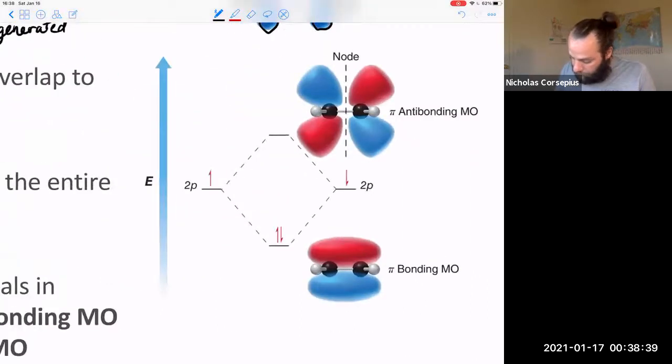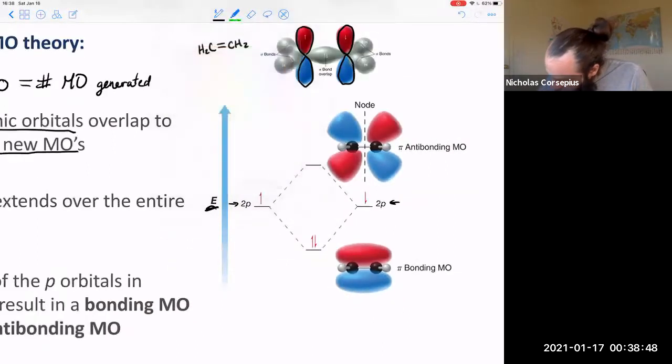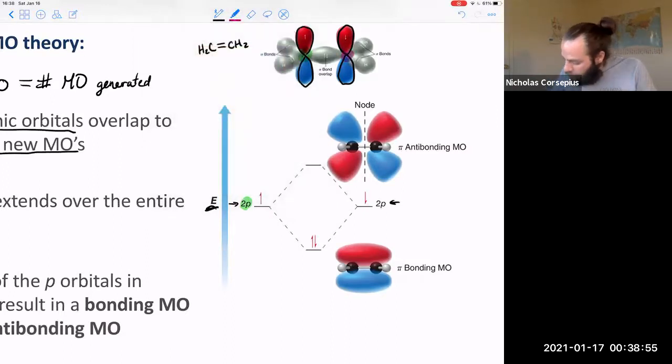Notice over here we have energy on our y-axis. Here is the energy of those two p orbitals when they're all by themselves. We can color code this: the green carbon's p orbital when it's all by itself, and this pink carbon's p orbital when it's all by itself. They're sitting at this energy. When they mix, they generate two new orbitals: this pi star orbital here and this pi orbital here.